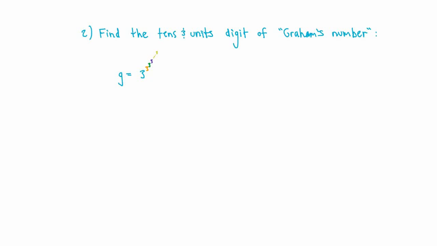So for the next example, let's try to compute the tens and units digit of a famous number called Graham's number. In case you've never heard of Graham's number, it's one of the biggest numbers ever used in a mathematical proof, and it can be written as 3 to the power, 3 to the power, 3 to the power, and so on. You're probably wondering how many 3's there are in this power tower.